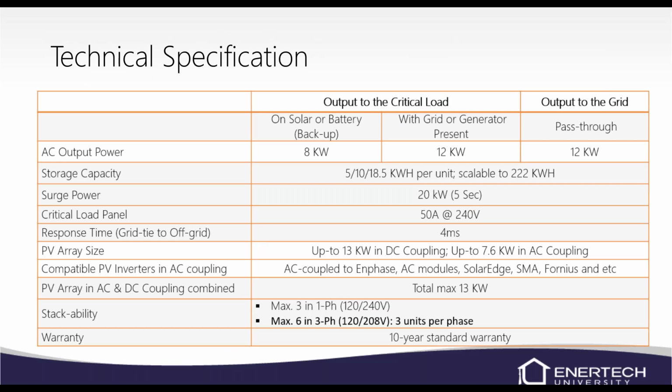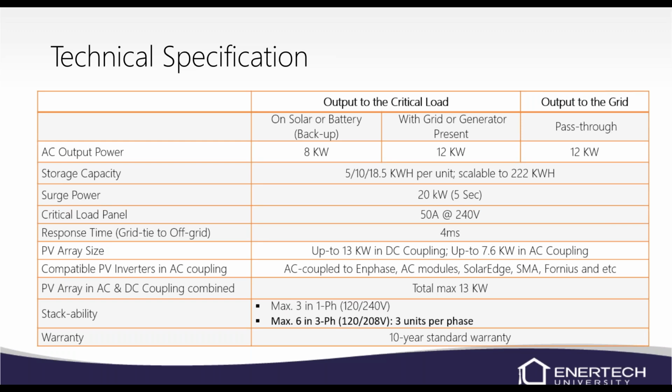Just some more technical specs: AC output and power, your different storage capacities, your surge power, critical load panel, amp rating, response time, grid tie to off grid for 4 milliseconds, and the PV array size up to 13 kilowatts in DC coupling, and up to 7.5 kilowatts in AC coupling.